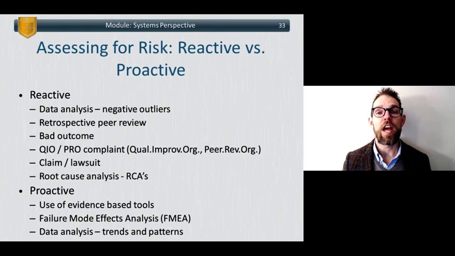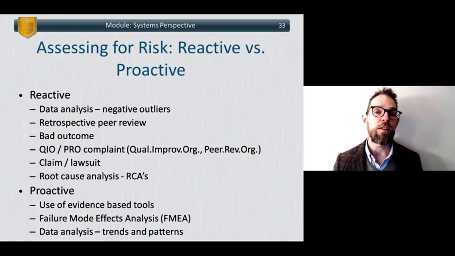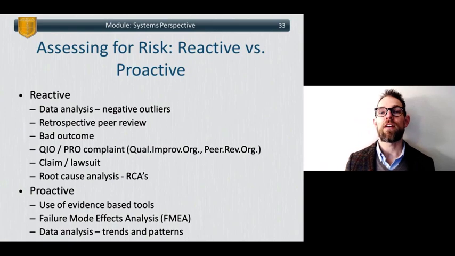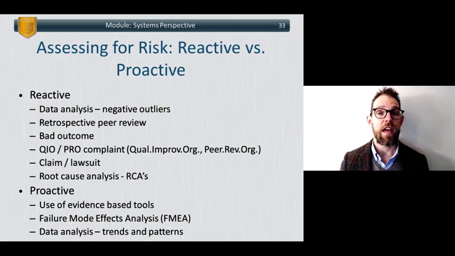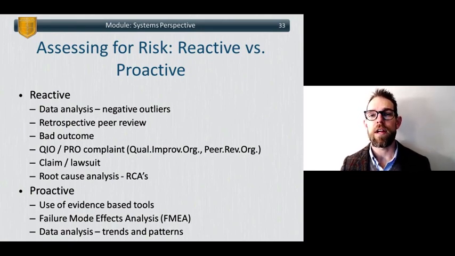Ideally, we're going to be using a proactive management. So we use evidence-based tools to look at current state conditions and proactively predict issues that may occur in the future. Oftentimes you're using a FMEA analysis, so failure mode effects analysis, to predict where challenges may occur in the future or where events may occur in the future.